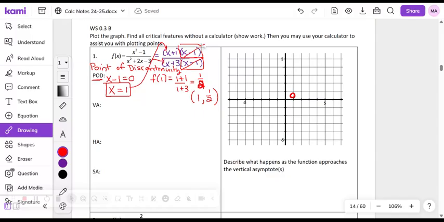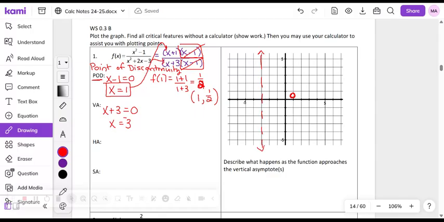Okay, so we have a point of discontinuity when x equals 1. At x plus 3, we know x plus 3 cannot be 0. So x plus 3 equals 0. Solve that by subtracting 3 from each side. What we find is we have a vertical asymptote at x equals -3. So here's our vertical asymptote at x equals -3.